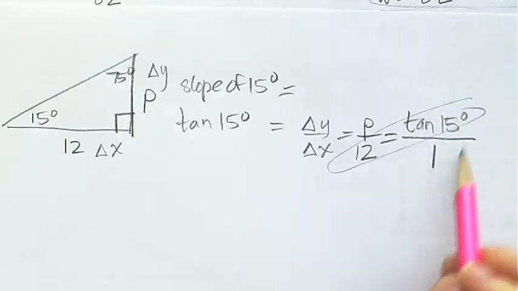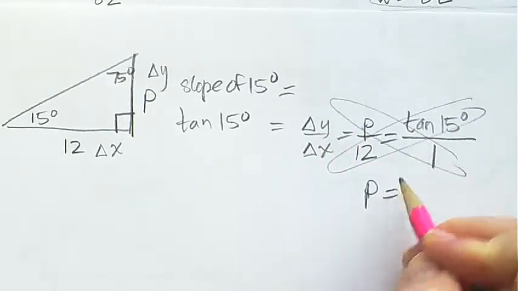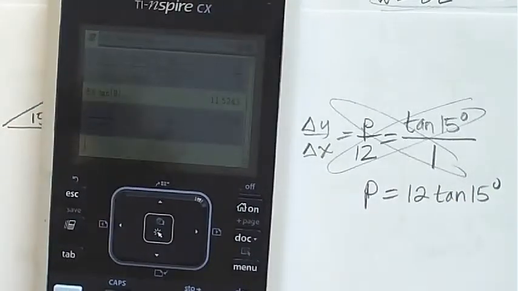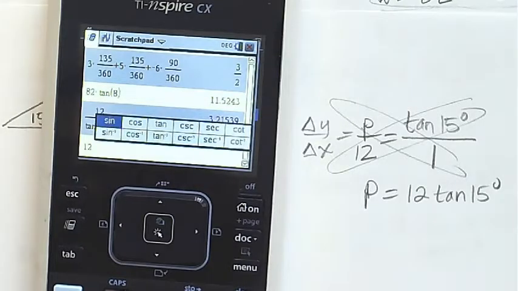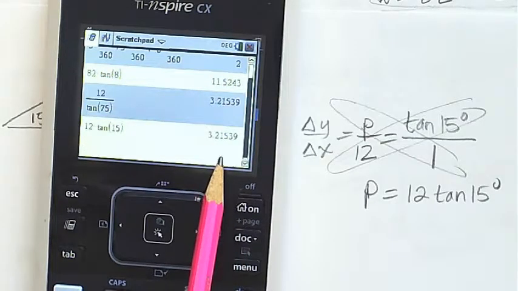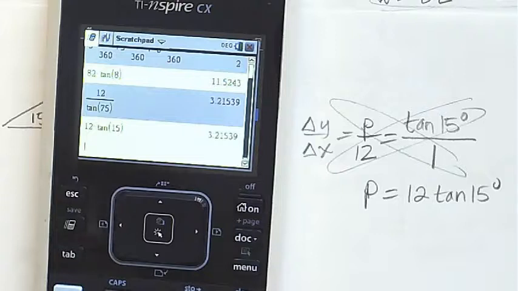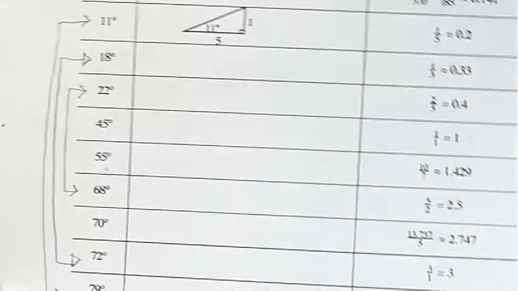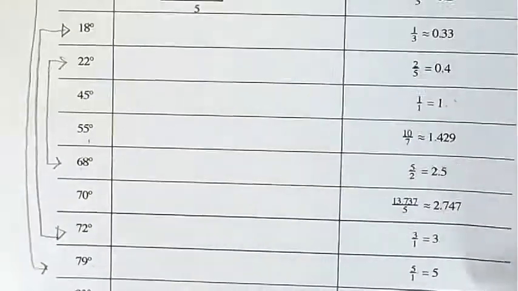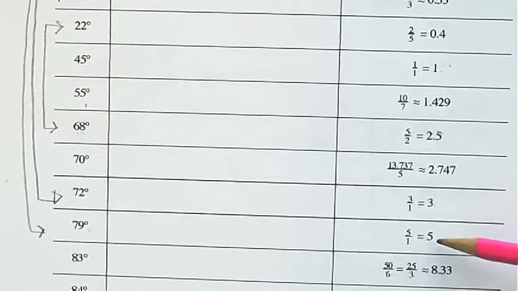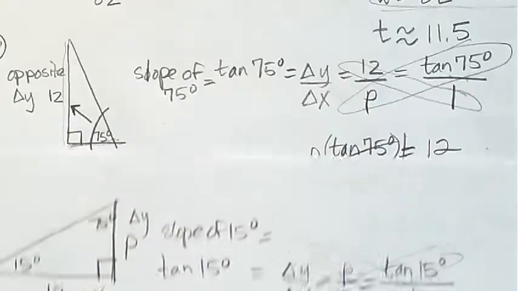When I cross multiply here, I get 1 times P is P, and then 12 times tangent of 15 degrees would be my answer. So let's see what 12 times tangent of 15 degrees is. Same exact answer we got when we solved the other way. So that fits with what we noticed on our trig table graphic organizer, that if you are looking at complementary angles, if you're looking at 11 and 79, for example, the slopes are reciprocals. So here we were looking at 75.